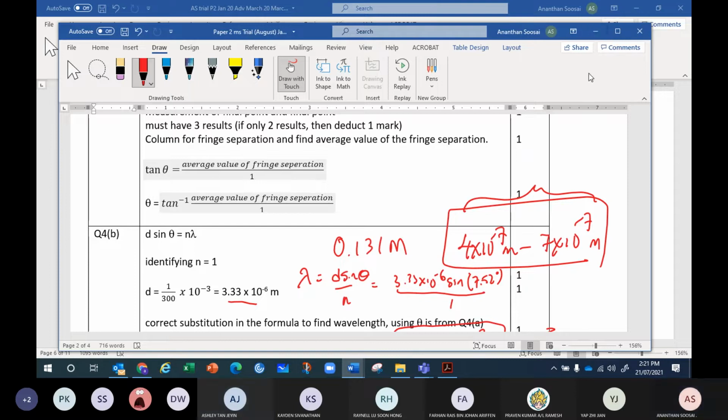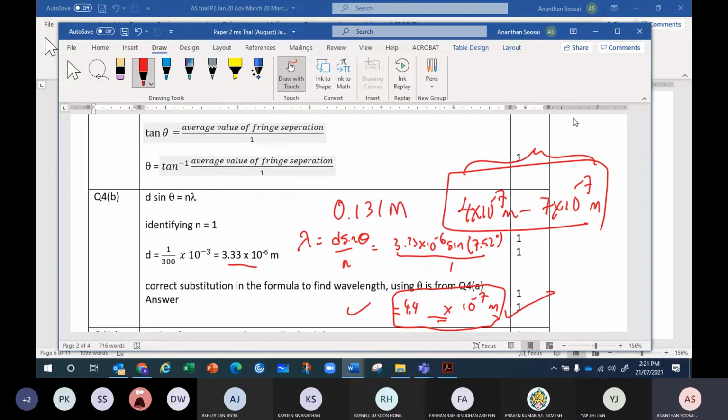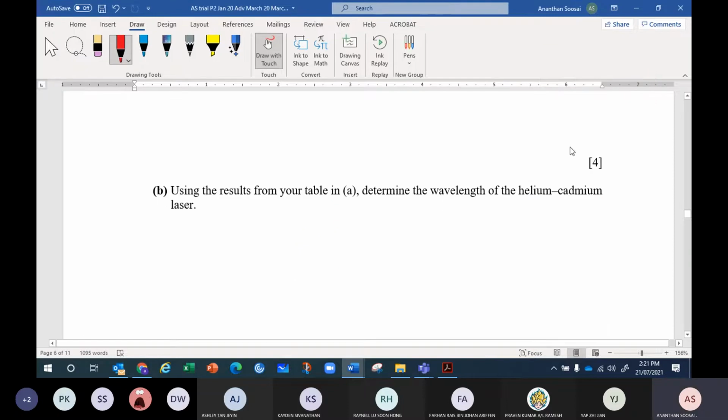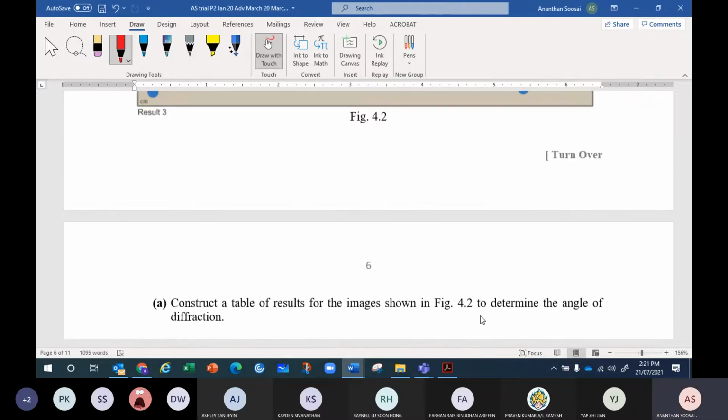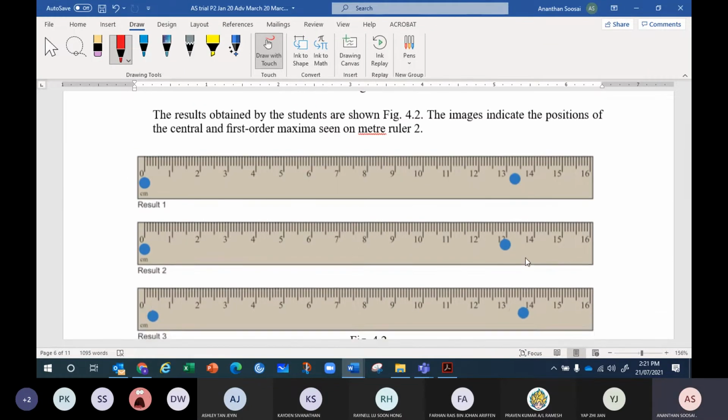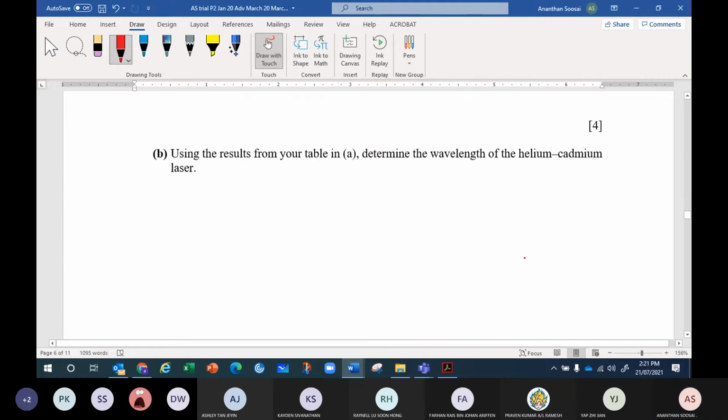Okay. The others, guys, any questions about this part? Nobody? Okay, that's part B. Any other questions? Okay, we don't have questions, then we go to paper 1.